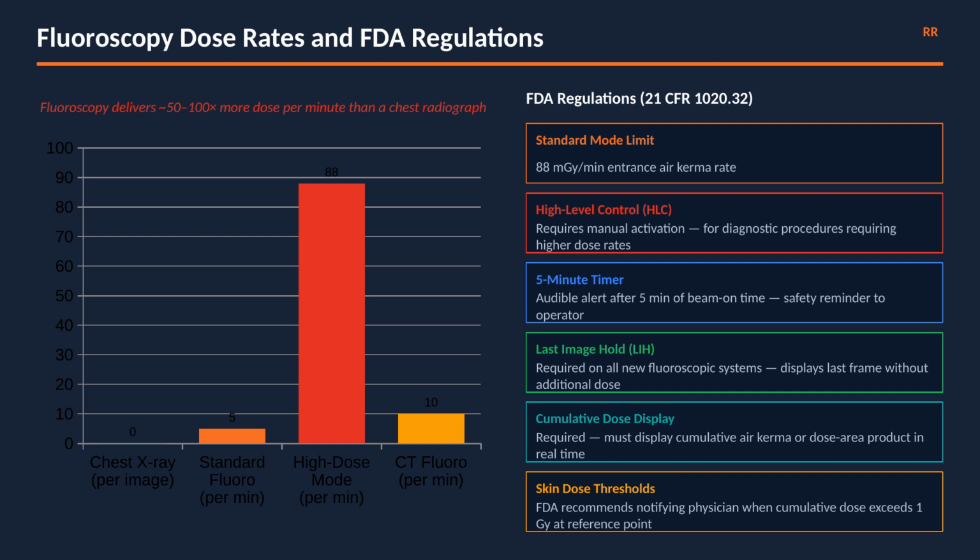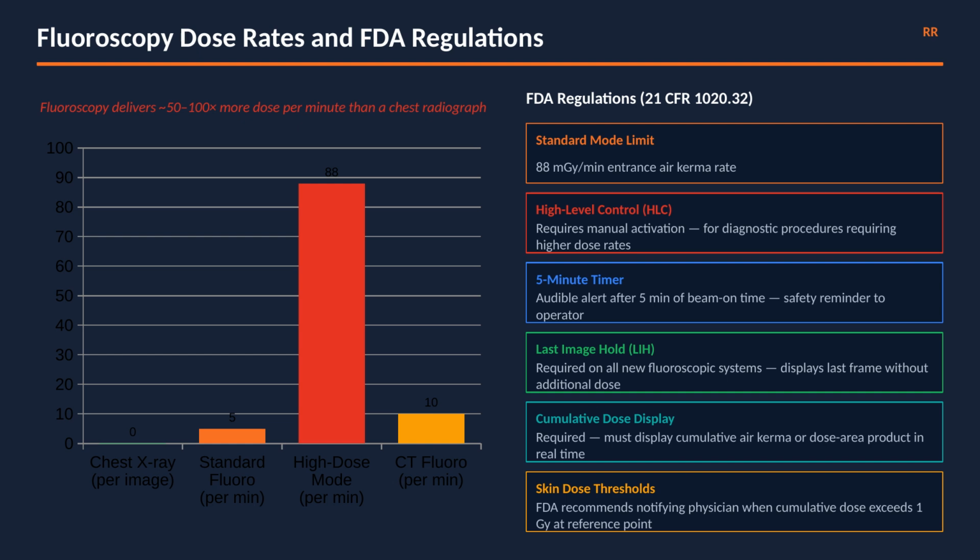Six FDA requirements under 21 CFR Part 1020.32 govern fluoroscopic equipment. Standard mode limit, 88 milligrays per minute entrance air Kerma rate. This is the regulatory ceiling for continuous standard mode operation. High-level control, HLC, must require deliberate manual activation. Not the default mode. For procedures that clinically require higher dose rates.